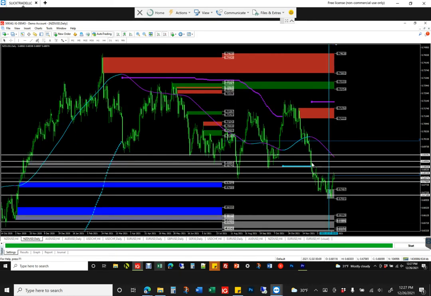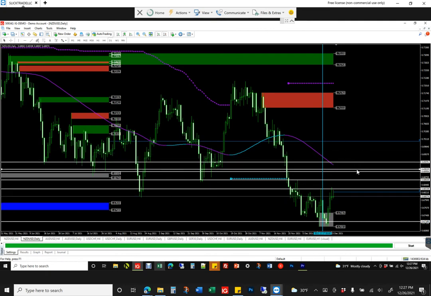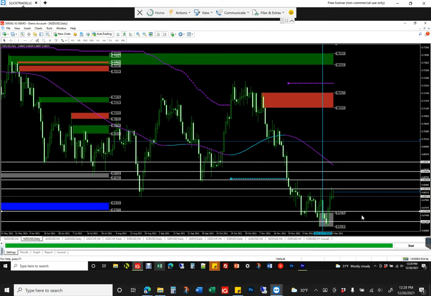If this, where was the break? The break was about here. So if this 0.68956 level holds, then we should continue in that short. Okay, but we'll see what happens. Okay, patience is very important as a trader, and that is what is going to make you successful or not.